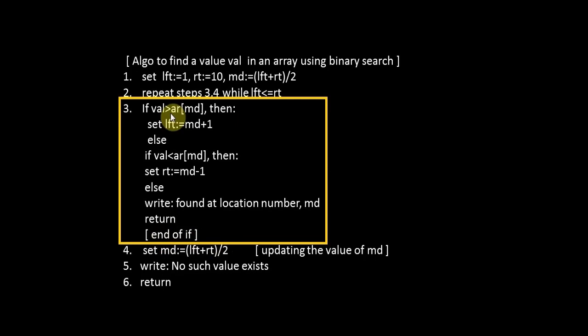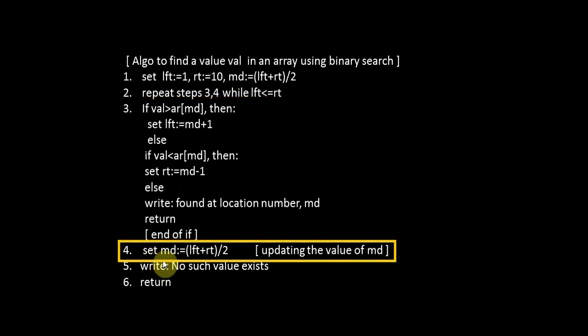Now suppose either the first condition or the second condition was true. That means we have not yet found the element. So in that case, either the value of LFT or the value of RT has been changed. We need to find the updated value of the middle subscript, that is MD. In that case, the control will go to step number 4, right? So the value of MD will be redefined, LFT plus RT divided by 2, as you have seen in the dry test also in the previous slides.